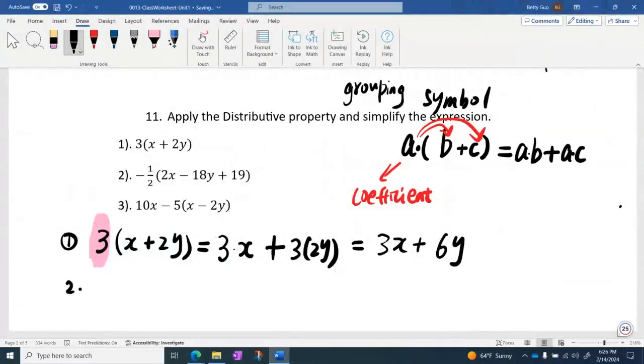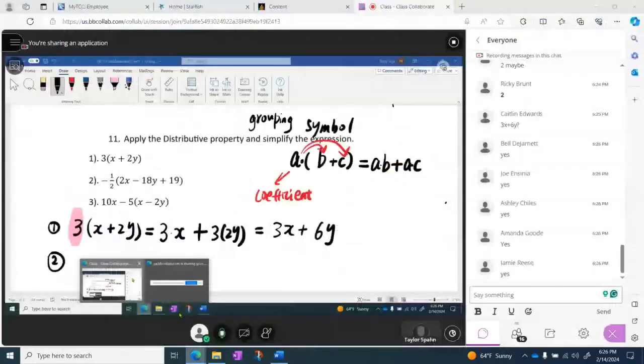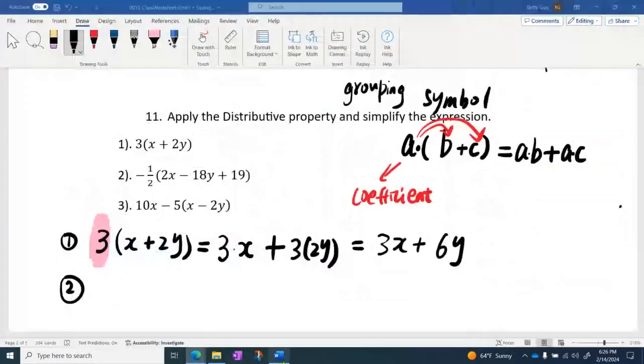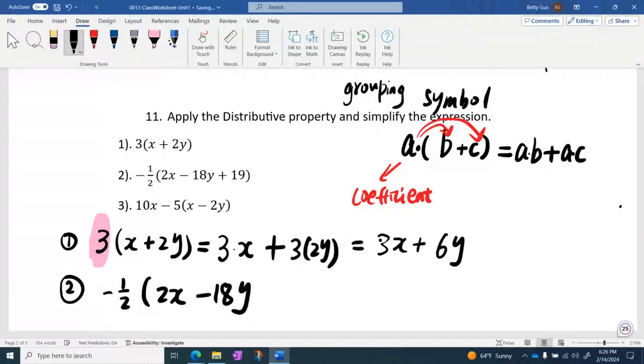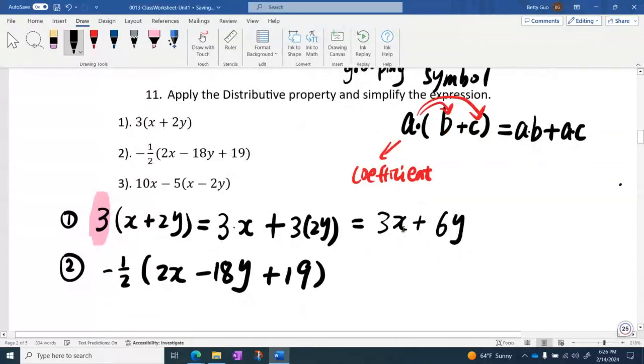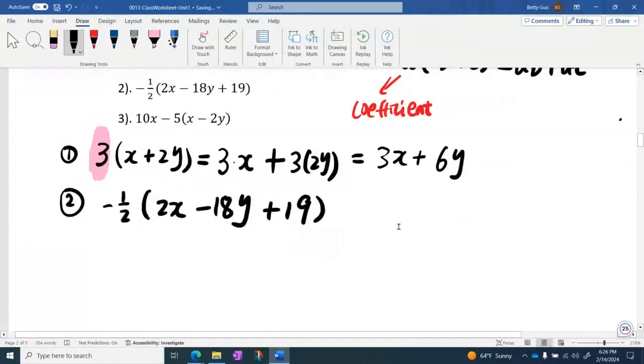Number 2. Let's see the result. Okay, thank you, Jamie. Yeah, number 2, we have a negative half multiplied by parentheses. In the parentheses, we have 2x minus 18y plus 19. The question requires us to apply the distributive property to remove the parentheses and then simplify the expression.